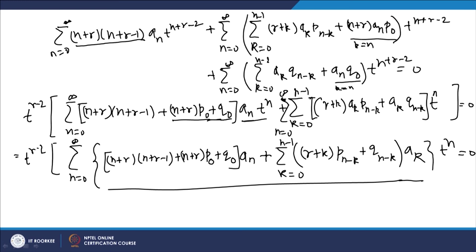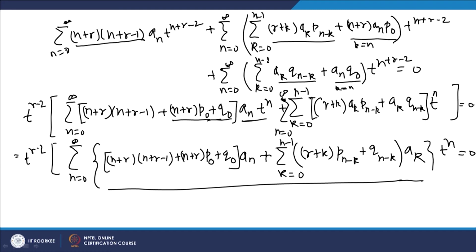So here we are writing q naught a n t to the power n, plus now we are writing the remaining term, that is n equal to 0 to infinity, and the terms which are left here, that is k equal to 0 to n minus 1, r plus k a k p n minus k. Here we have this term, and the term here, that is a k q n minus k, t to the power n equal to 0.